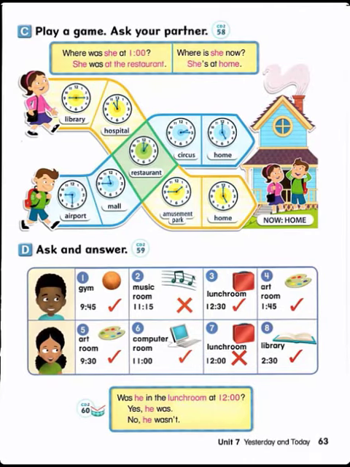Page 63. C. Play a game. Ask your partner. Where was she at 1 o'clock? She was at the restaurant. Where is she now? She's at home.